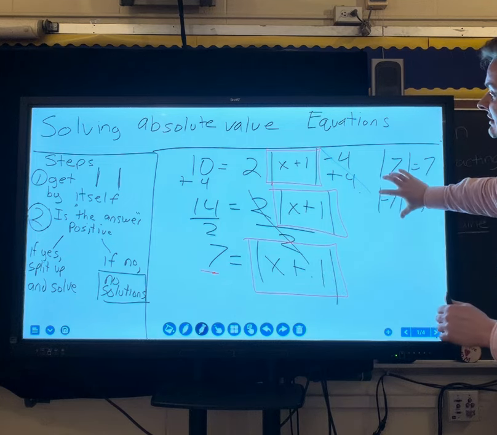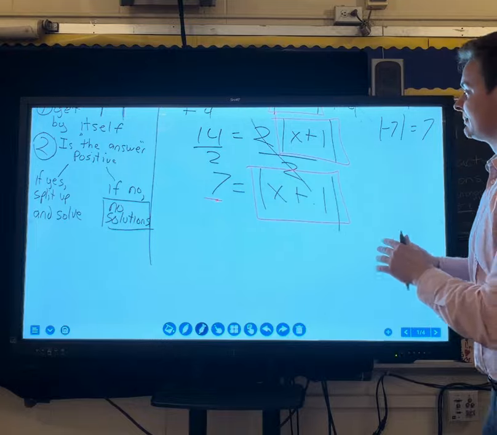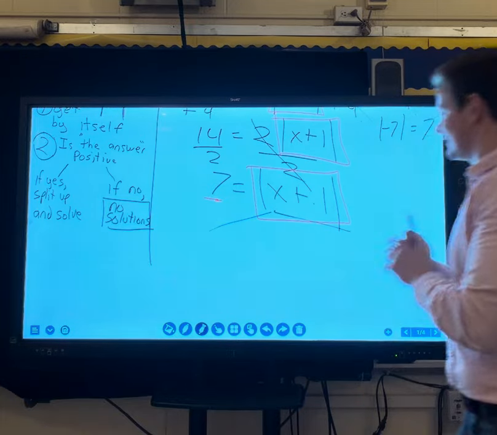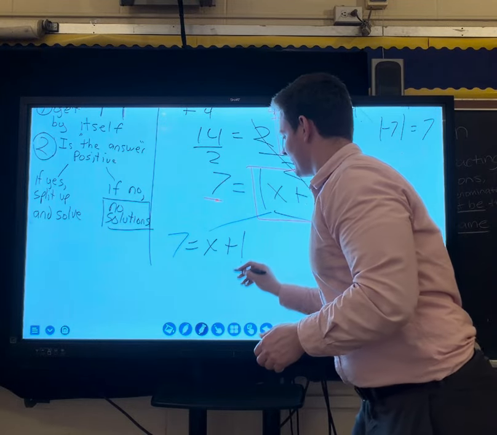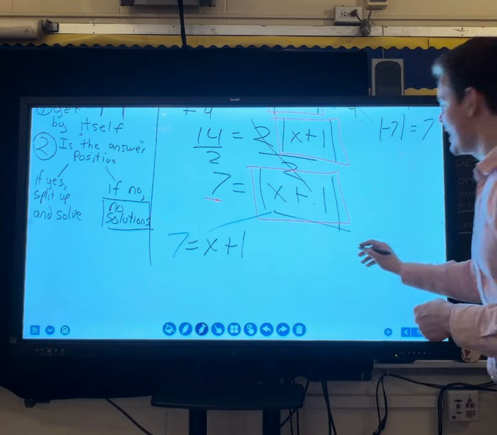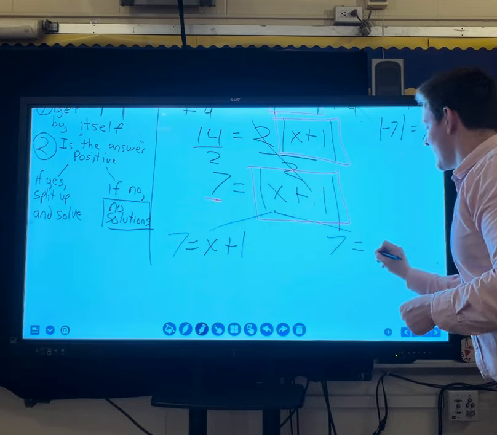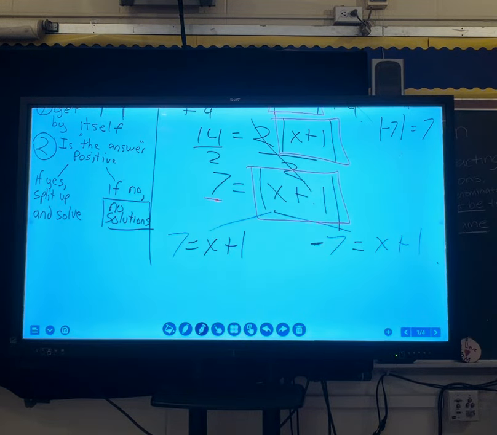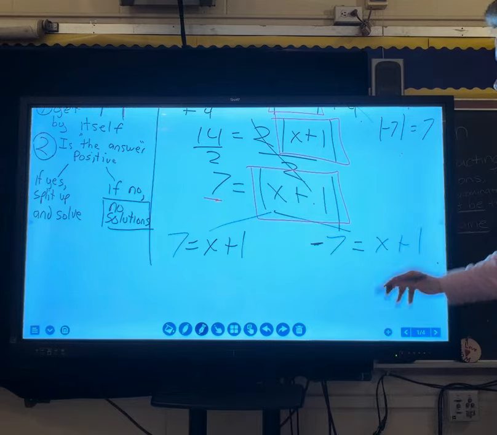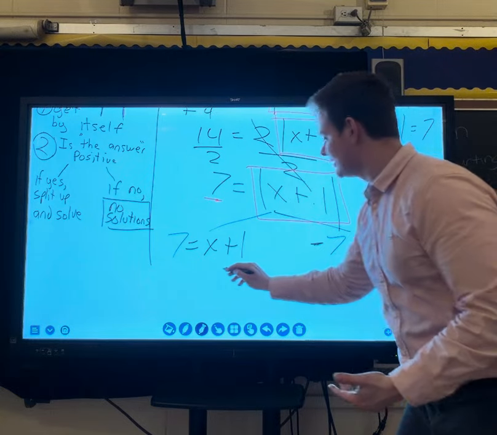So what I do is, I'm going to split it up into 2 separate equations. One in which my box equals 7, and one in which my box equals -7. Now I just solve each of these.